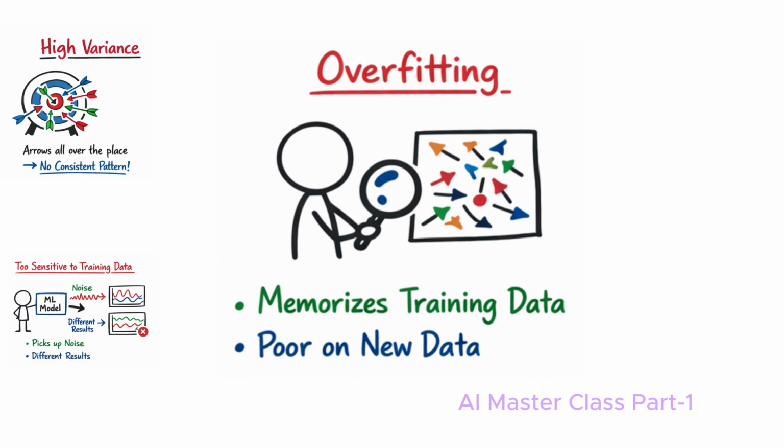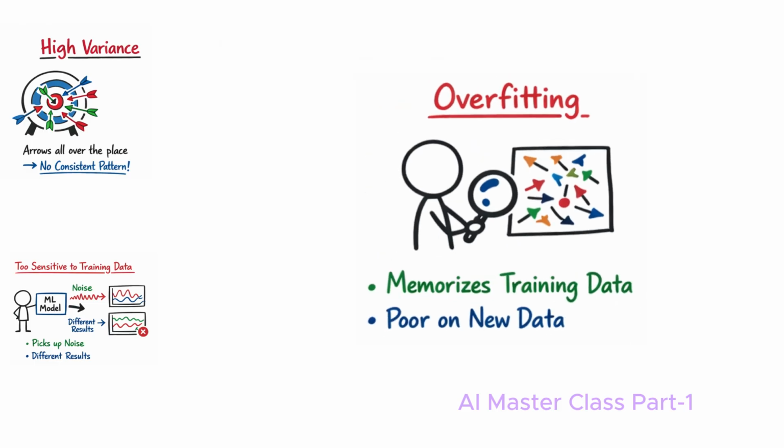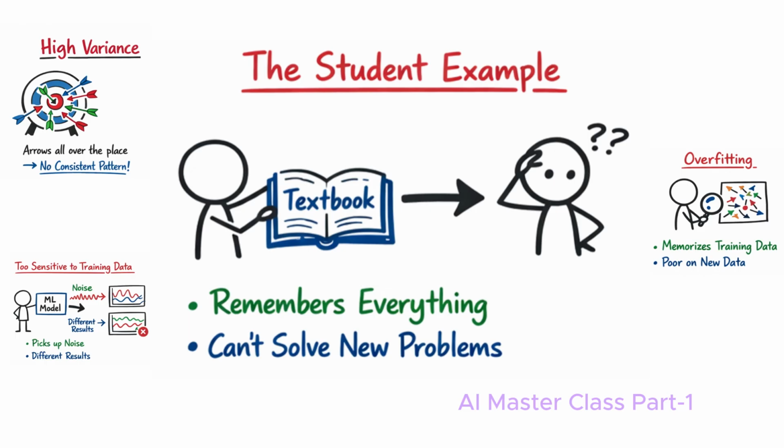Overfitting occurs when a machine learning model learns training data too well and it starts memorizing irrelevant patterns rather than generalizing. That results in high accuracy on the training data but poor performance on the new data. Now think of a student who memorized every single example from the textbook, but when presented with a new problem which is not there in the textbook, he is unable to solve it. This is the classic example of overfitting.